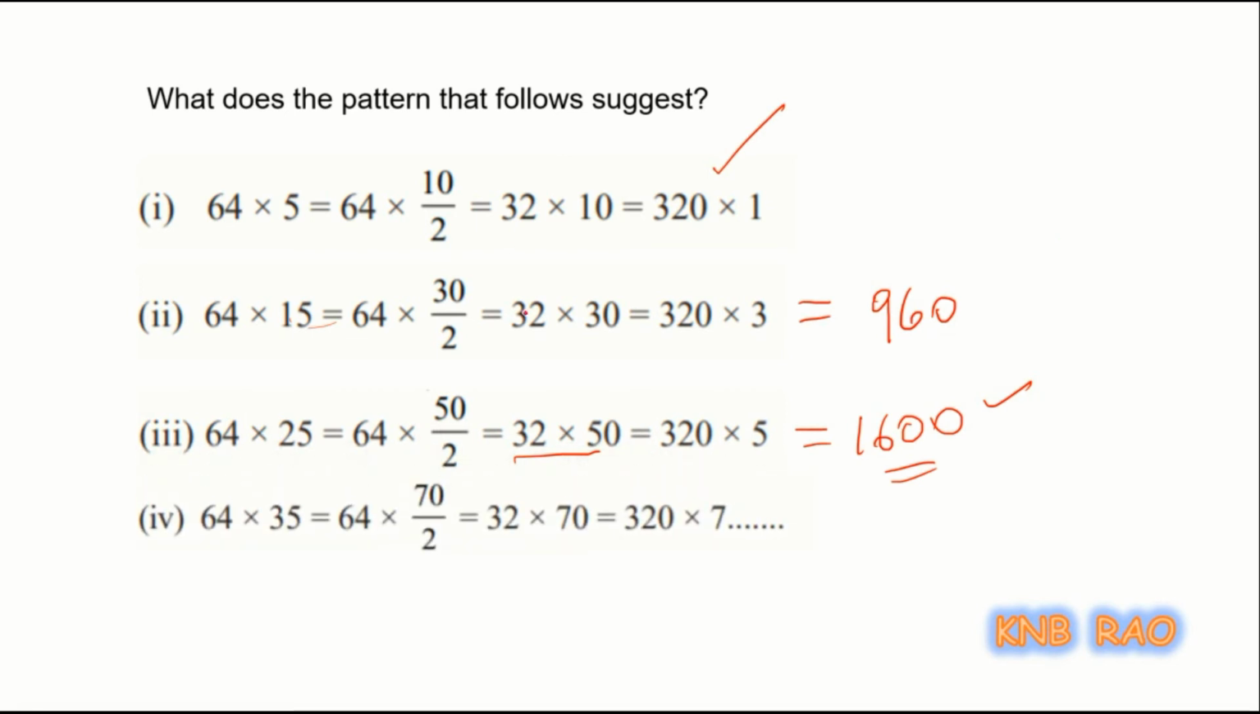64 into 35 when we do, here 64 by 2 gives 32, 32 70s are, 320 into 7. 32 7s are, 7 2s 14, 4 and 1 carry, 7 3s 21, 21 plus 1 22 and putting a 0. So 2240. So we can multiply very quickly this way, any numbers multiplied by a number ending in 5. So these are a few patterns of whole numbers that we have in our syllabus.